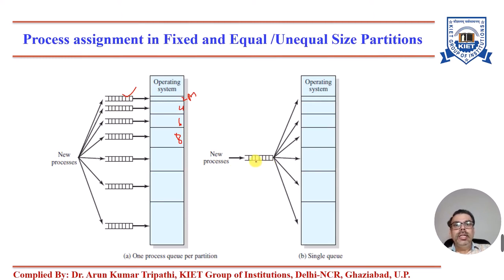Here, firstly the process is inserted into the queue, and then, according to size, it will be allocated into the specific partition. So there are two techniques. Firstly, according to size, we allocate into the queue, or second, all processes are in one queue, and when a process comes out of the queue, it will be allocated to a specific partition.